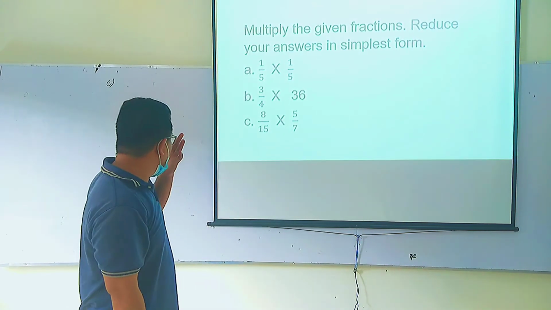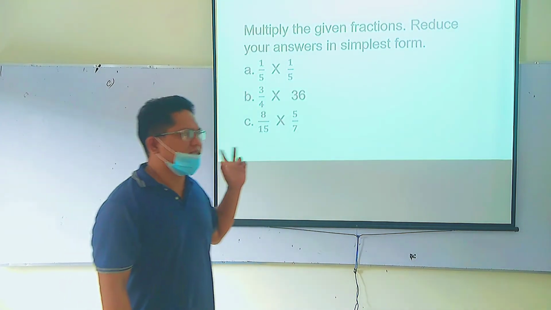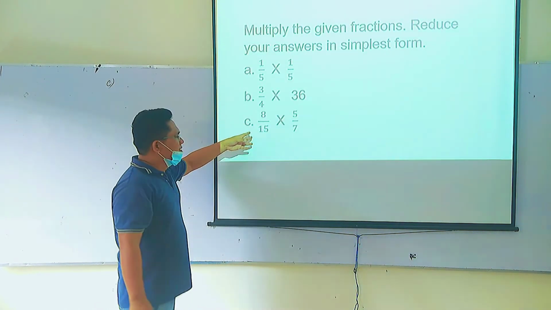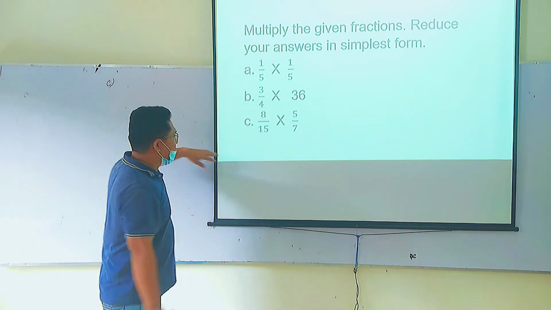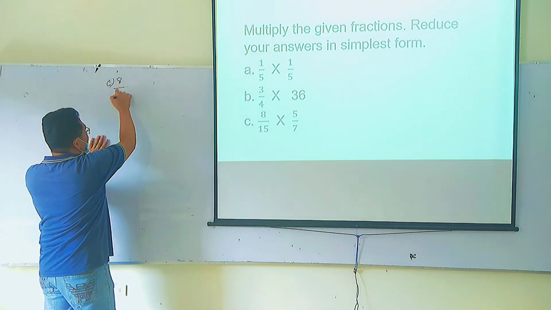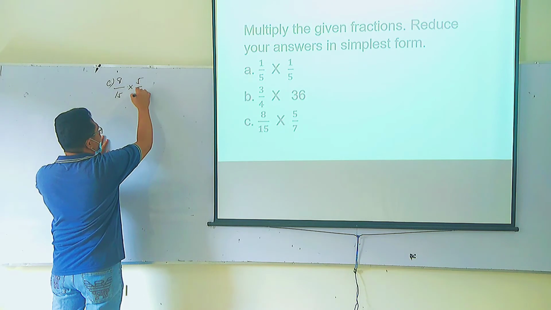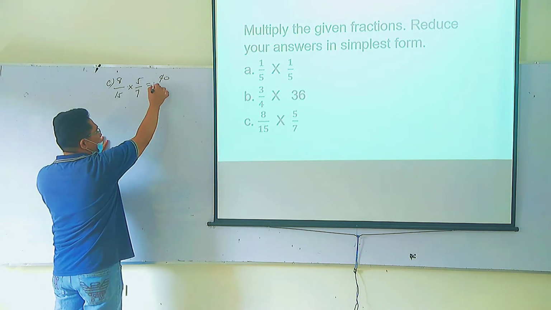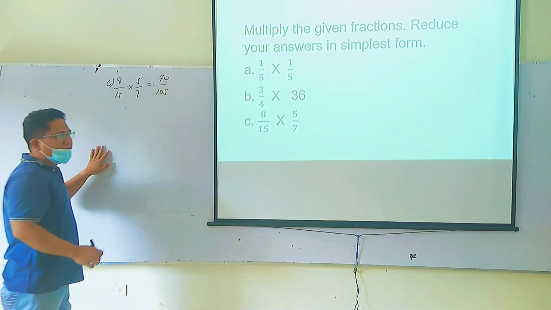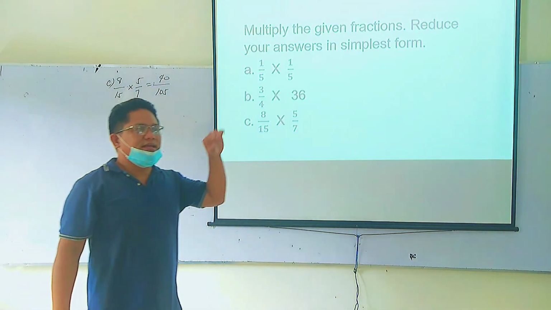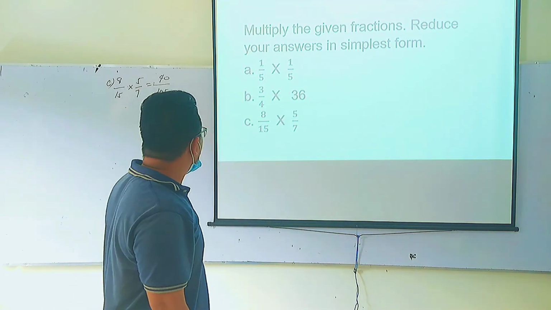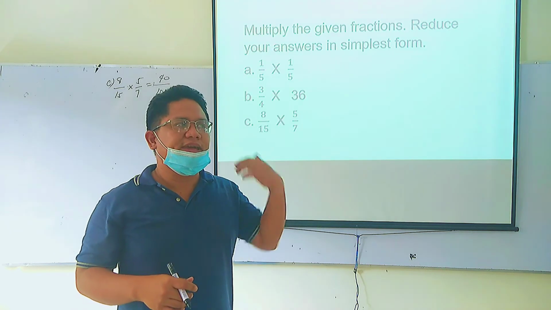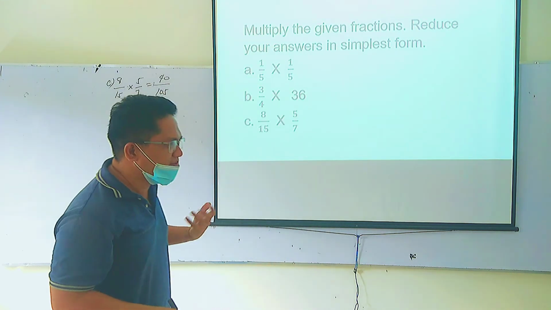Letter C. Again, our rule is simply to multiply the numerator by the numerator, then get the product, and multiply the denominators as well. So you will get 8 over 15 times 5 over 7. So you will get 8 times 5, 40, and 15 times 7, so you will get 105. Again, take note that if our answer ends in 0 or 5, both can be divided by 5, or can be factored by 5.